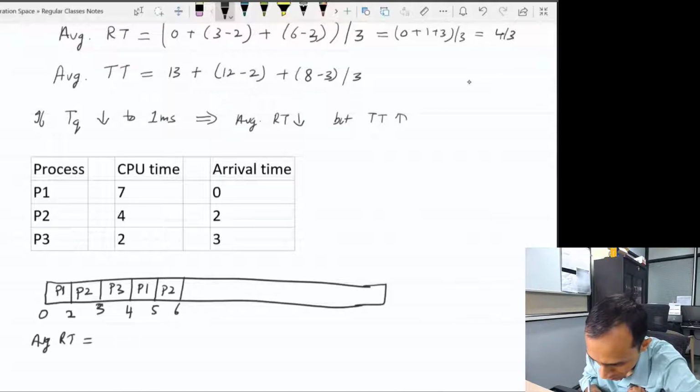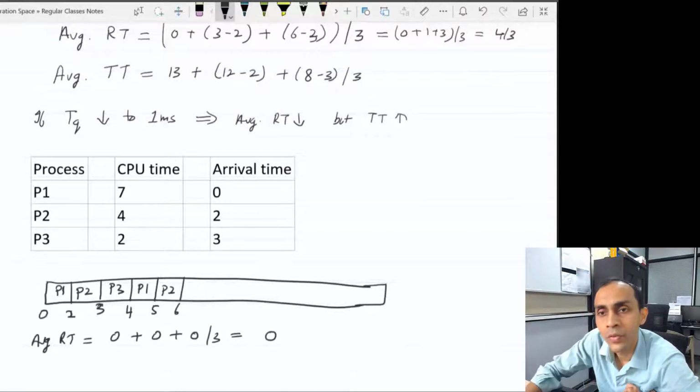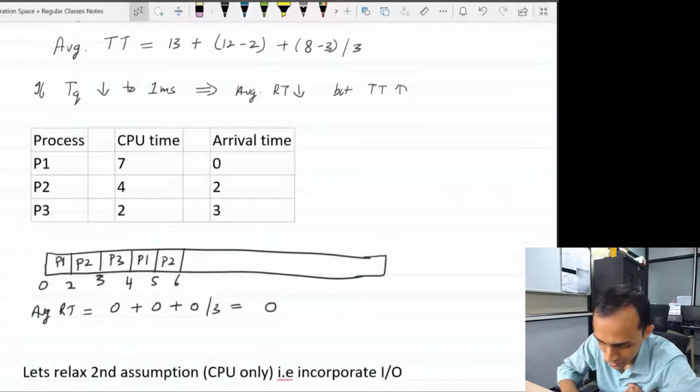So the response time, you can see what it is now. P1 is 0, P2 is also 0. P2 has come at 2 and it has got the response at 2, and P3 has also got an immediate response. So it is 0 basically. The average response time is 0. Lower the response time, better it is. So you can see that the response time has basically reduced.